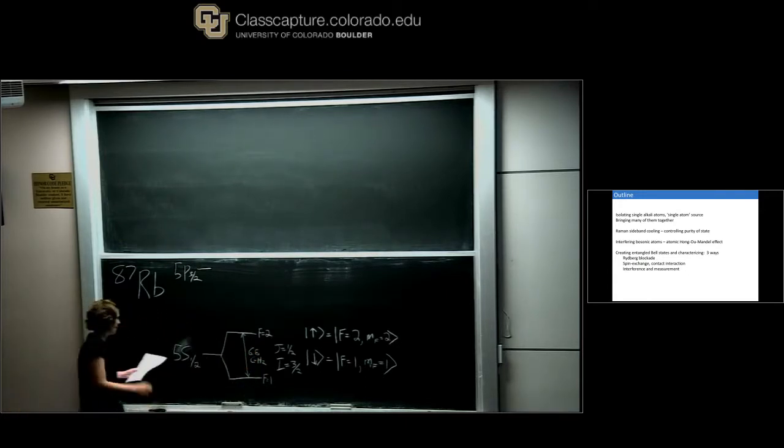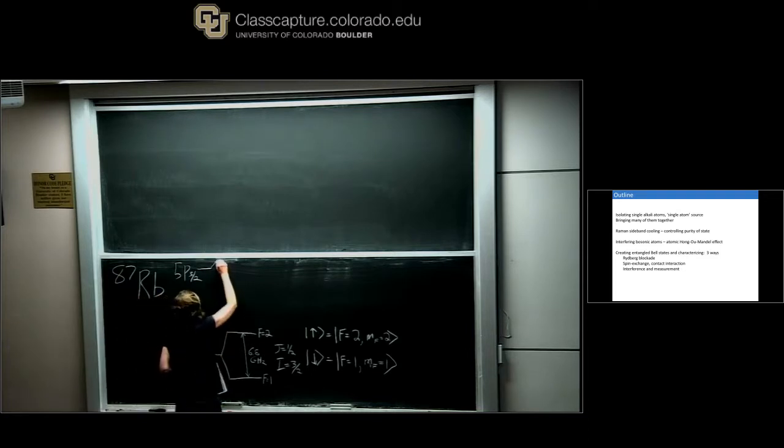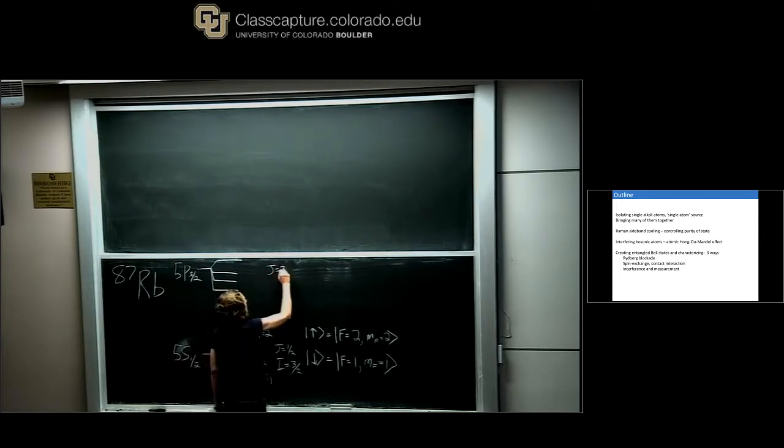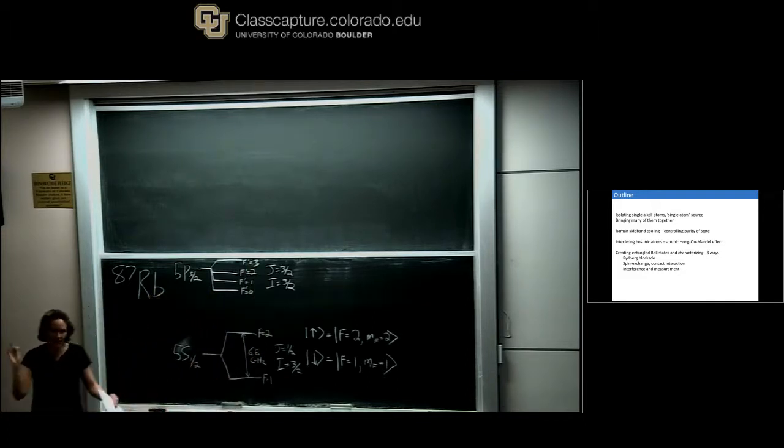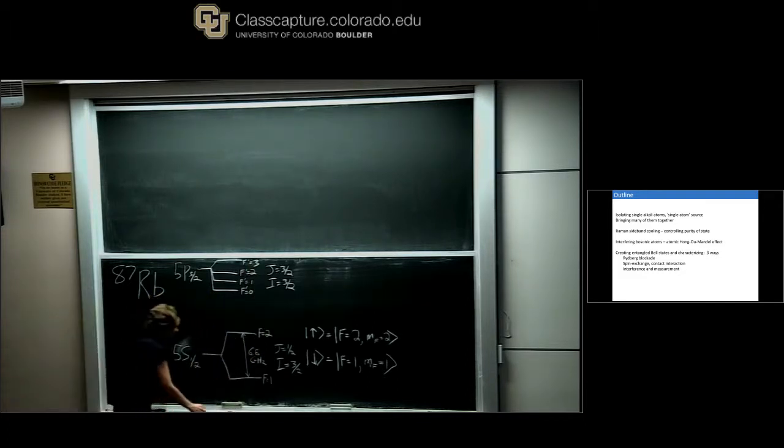And the excited state up here, just for good measure, we have J equals 3/2, and obviously I is still 3/2, so we can have F prime equals 0, F prime equals 1, F prime equals 2, and F prime equals 3. Okay, so that's our basic atom, and we'll be driving optical transitions here and using these two as our spin.